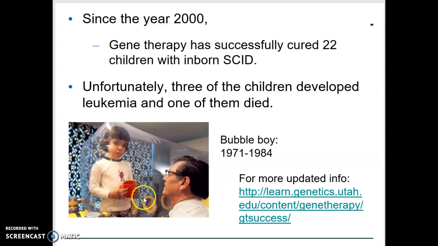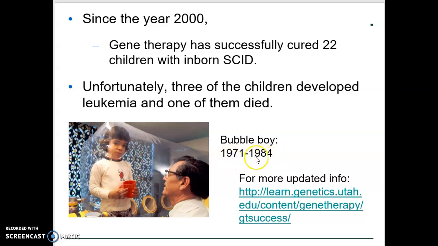You can kind of see there are these armholes, glove holes in this bubble that he lives in, and that's the only way he was ever touched by humans. The reason he died at the age of 13 was, as you all know, when you become a teenager, you know everything, and he said, forget it, I'm not living like this anymore. He came out of the bubble and he died.